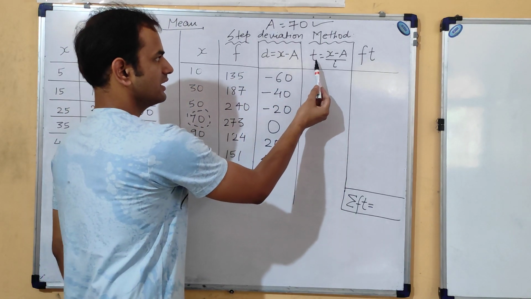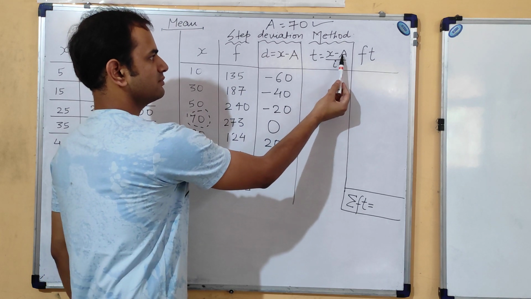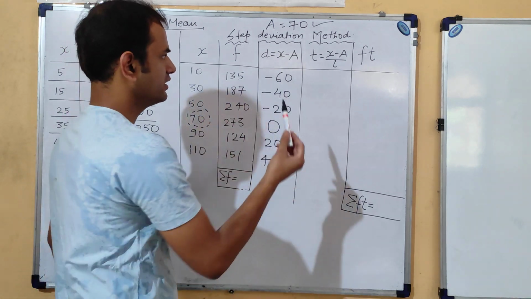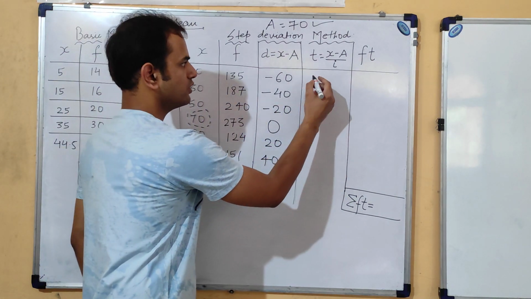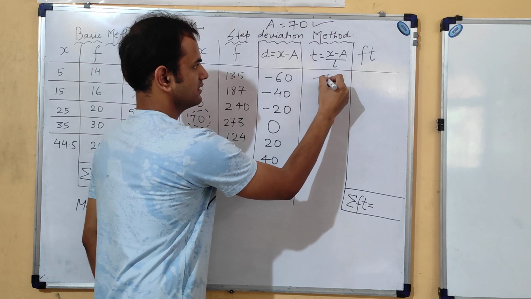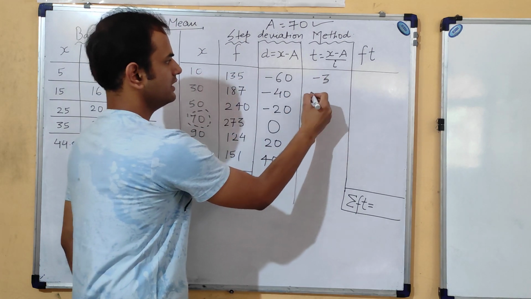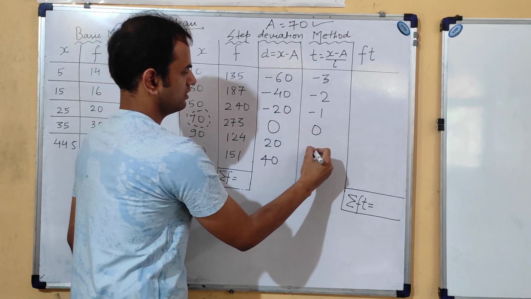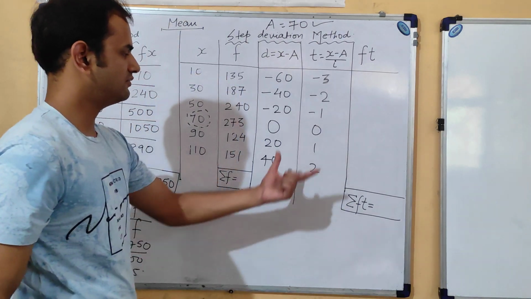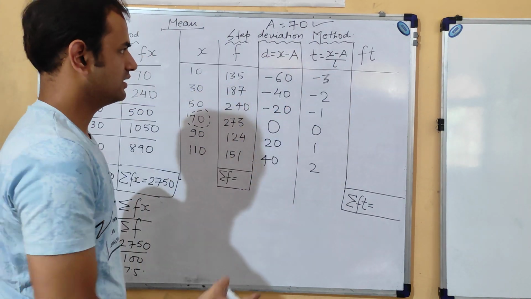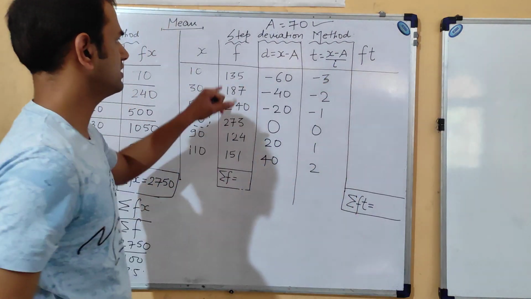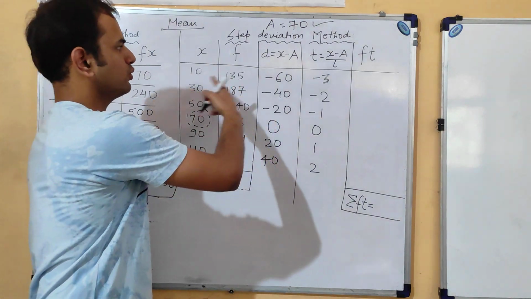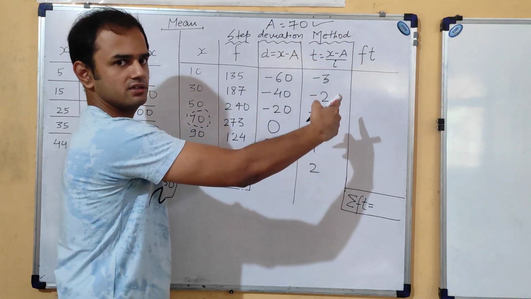So you have to just calculate t, which is equal to x minus a by i, or d by i. So we have taken i as 20. So minus 60 by 20 will give you what? Minus 3, right? Minus 40 by 20 is minus 2, minus 20 by 20 is minus 1, then 0, 1, 2. So we have just prepared the table for t. Now we will prepare the table for ft. f is basically this frequency and t is this part. So quickly we will complete this ft table.